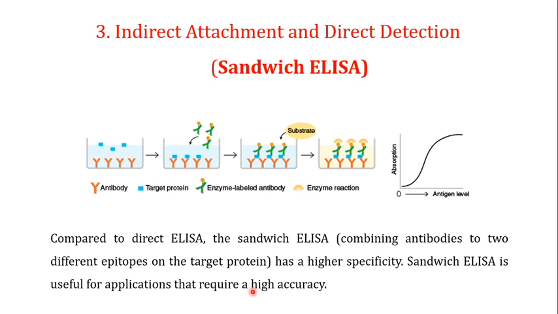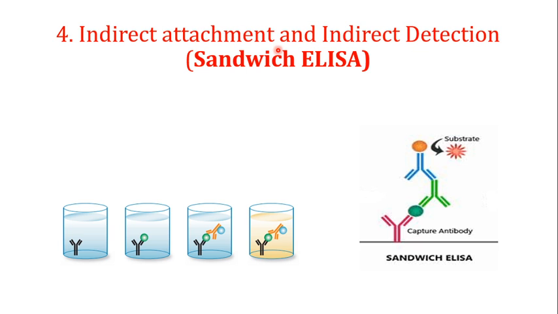This sandwich ELISA, you can see, is of two types. In one case, you will be having the indirect attachment and the direct detection, but in the other case, you will be having the indirect attachment and the indirect detection as well. As you can see over here, this one will be your capture antibody. That capture antibody is going to immobilize or interact with the antigen or your target protein. So the attachment of the antigen or the target protein is indirect. Therefore, we call that the indirect attachment. And as you can see over here, the target protein or the antigen has been sandwiched between this antibody and this antibody. So you can call this the sandwich ELISA.